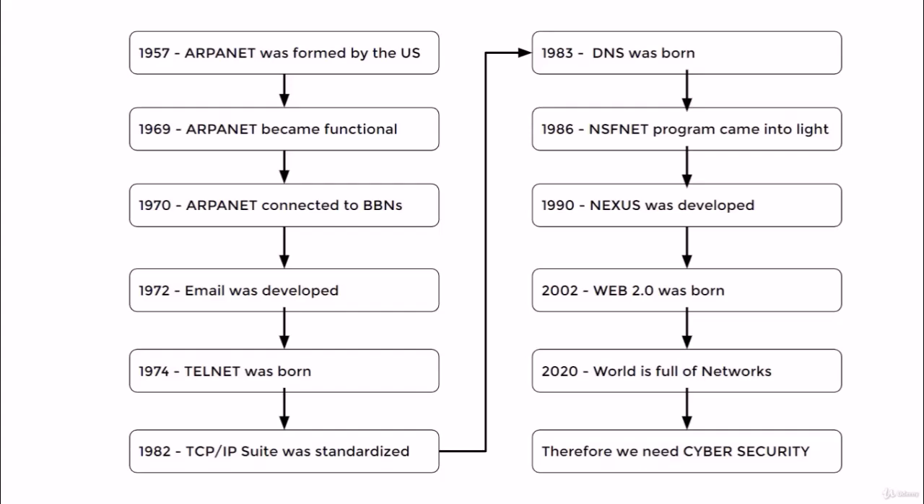In 1972, email was developed and the symbol @ came into use. In 1974, the term Internet was coined and also Telnet was approved. In 1982, TCP/IP was introduced as a standard protocol. In 1983, the DNS was born. In 1986, the NSFNET program enhanced connectivity. It enhanced the connections across the world. In 1990, the first web browser, Nexus, was developed by HTML.